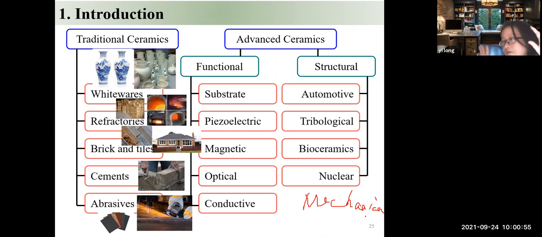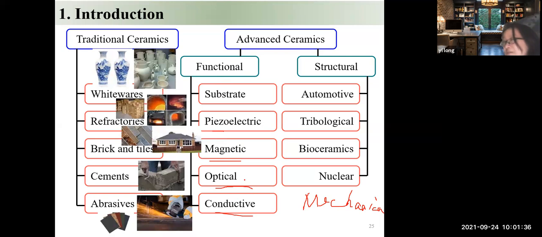Anything whose property is more related to the mechanical properties. For example, in automobiles, obviously you need your car to be strong enough. Tribological, bioceramic: you put biomaterials in the body, you have to make sure they're strong and tough enough. And nuclear, for safety reasons, you have to make sure it's very strong and tough. Then what are the functional? Function is very simple. Anything else, which means non-mechanical: people use it for piezoelectric, magnetic, optic, conductive, any other things, we call it functional.